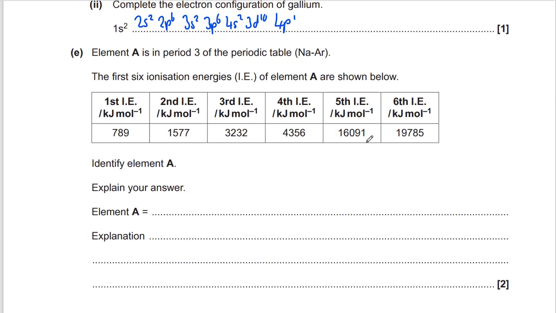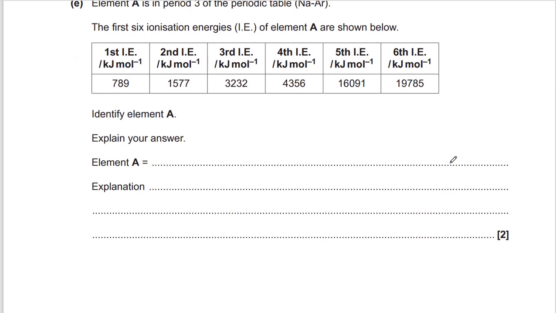Right, element A is in period 3 of the periodic table, and it gives you the first 6 ionization energies of element A. Explain your answer of what is element A and why. Whenever we use ionization energies, we're looking for what we call a big jump. So we're looking for the point at which the numbers rocket. 789, 1577, that's not big. 3232, not that big. 4356, not that big. 16,000, there's a big jump. So there's a big jump between the 4th and the 5th. That means there is a change in shell.